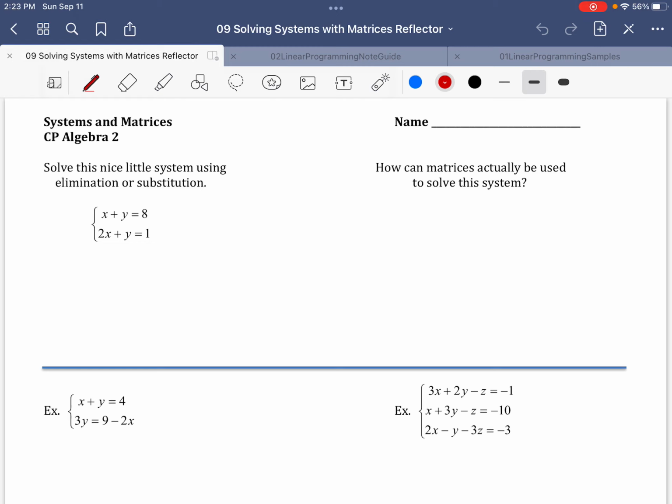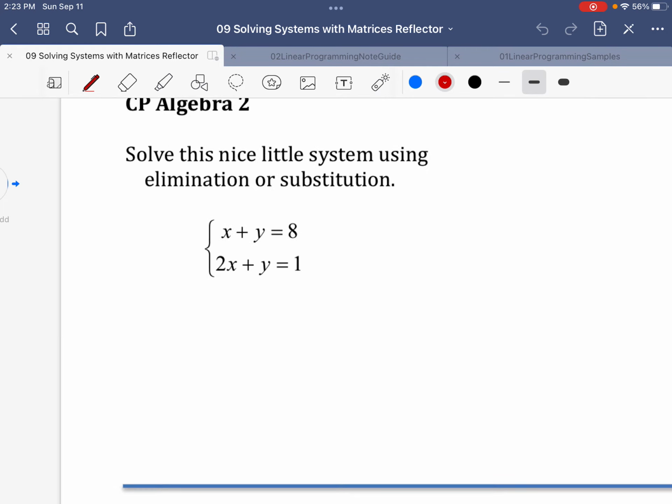But hey, it's not going to be a secret anymore. We're going to figure this out today. And it's part of Algebra 2, so it's definitely something you want to learn. Now, at least for today, one more time, we're going to solve a system kind of the old-fashioned way.